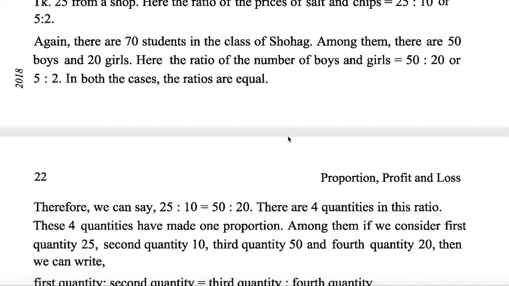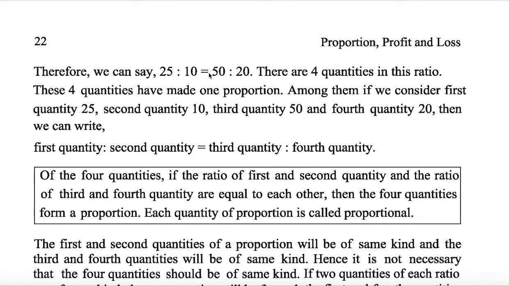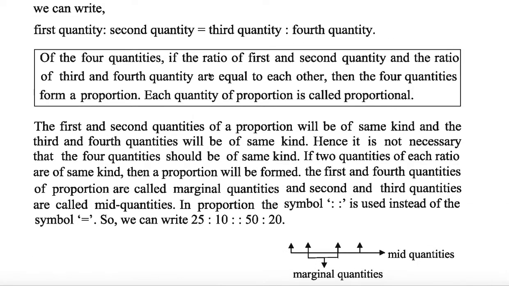In both cases the ratios are equal, therefore we can say 25 is to 10 is nothing but 50 is to 20. There are 4 quantities in this ratio. These 4 quantities have made one proportion. Among them, the first quantity is 25, the second quantity is 10, the third quantity is 50, the fourth quantity is 20. Then we can write it as first quantity is to second quantity as third quantity is to fourth quantity. If the ratio of the first to second quantity and the ratio of the third to fourth quantity are equal to each other, then the 4 quantities form a proportion. Each quantity of a proportion is called a proportional.